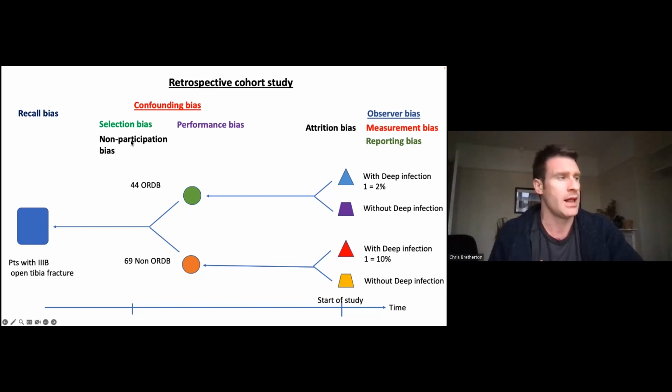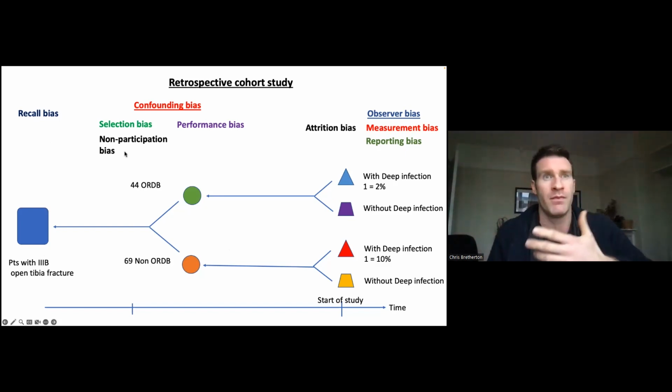The next is selection bias. So it might be that of these people that got this fancy bone graft, it was only the super fit people that got that treatment. It may have been that all the patients that were diabetic and had vascular disease didn't get the fancy treatment, and that was the reason they got their deep infection, nothing to do with the fancy bone graft they got.